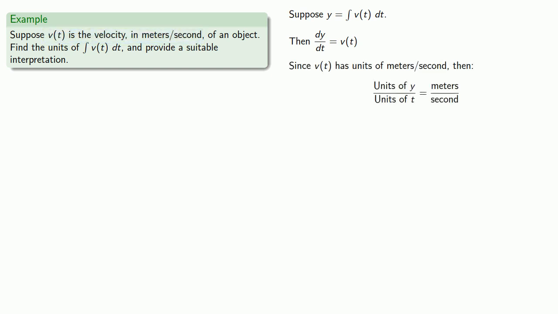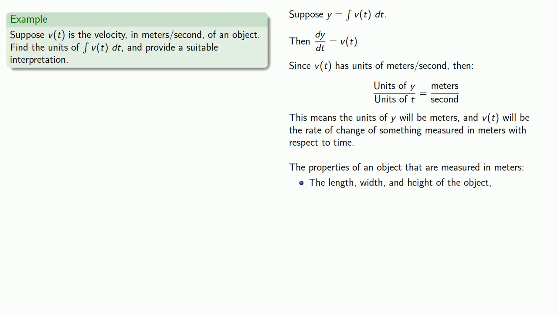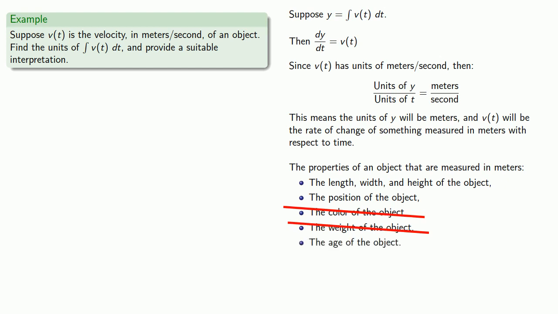And since v of t has units of meters per second, then the units of the derivative will be the units of y over the units of t. That'll be meters over seconds. And this means the units of y will be meters. And v of t will be the rate of change of something measured in meters with respect to time. So there's many things that we could measure in meters. For example, the length, width, and height of the object, the position of the object. The color of the object, no. The weight, no. The age, no.